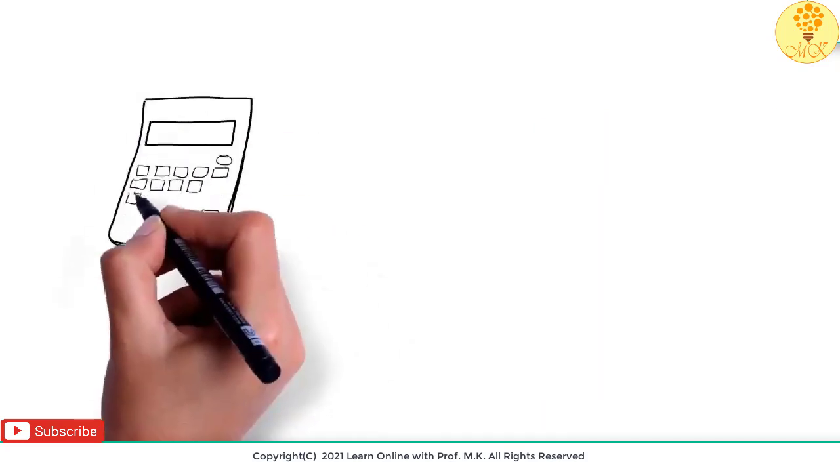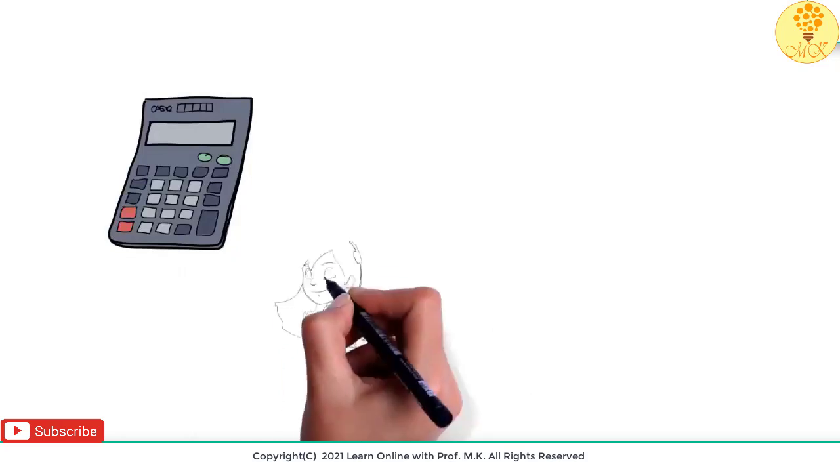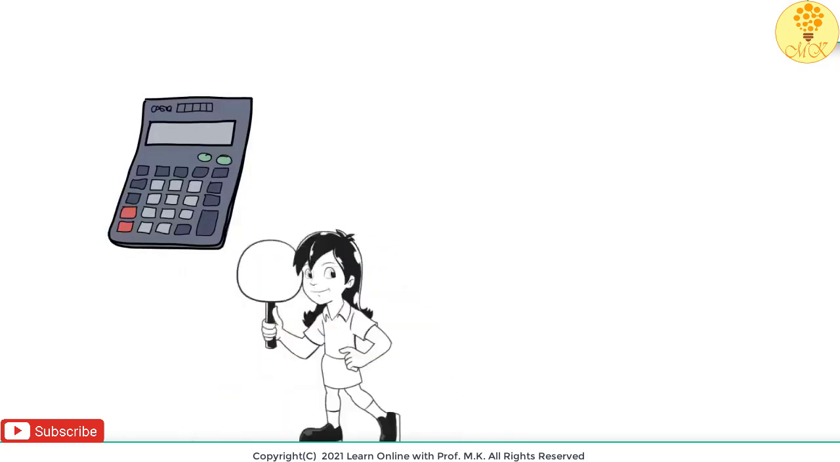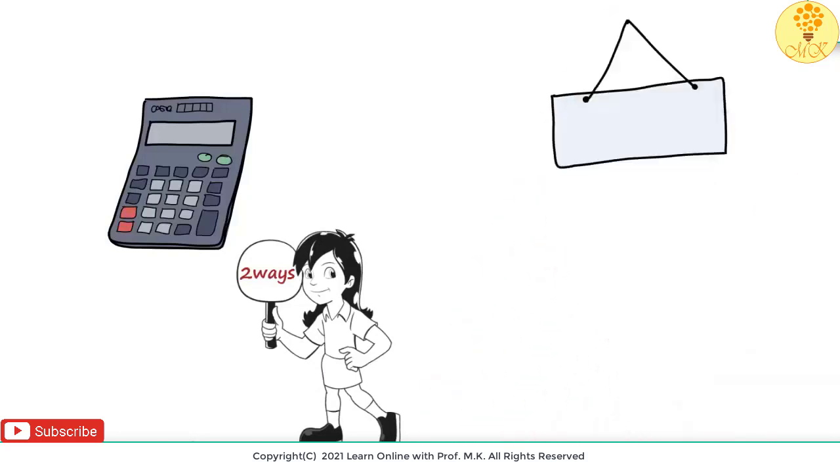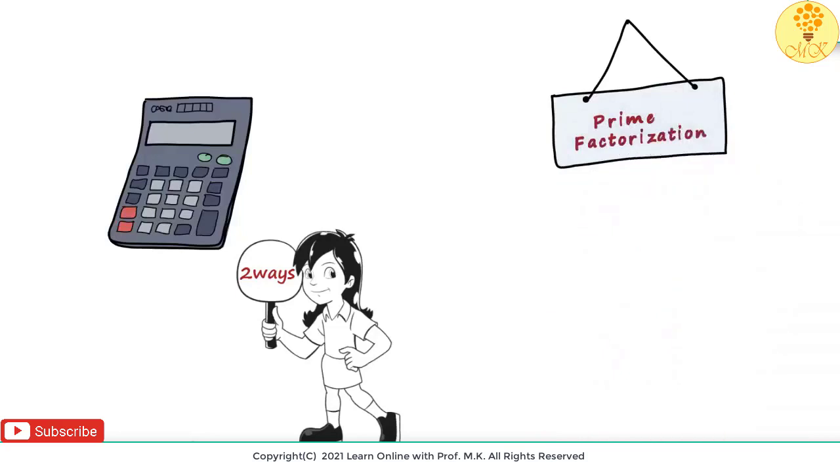A calculator. But if you're asked to find the square root of a number without using a calculator, there are two ways in which we can do it. The first method is phenomenally simple. It's called the prime factorization method. We will look at the second method in the coming videos.